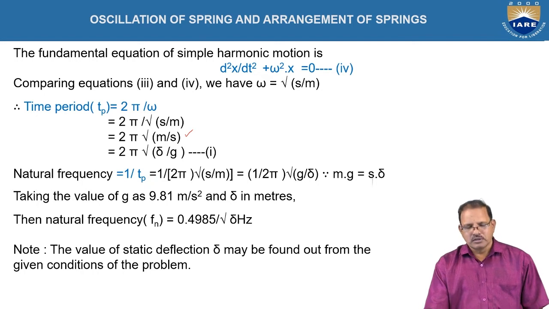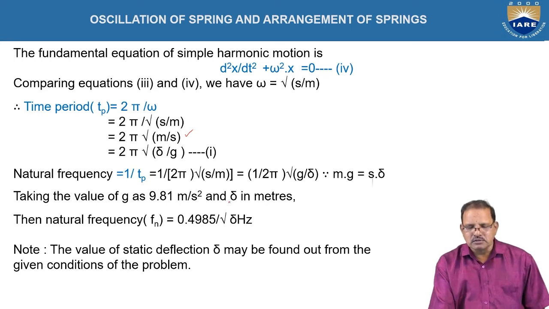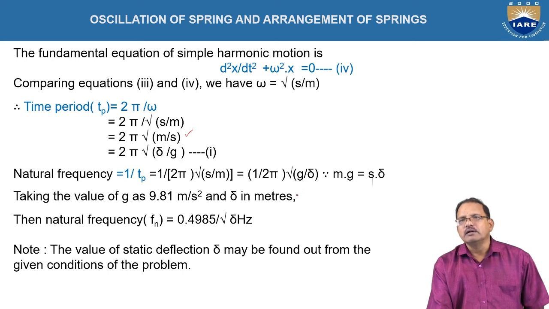Now the natural frequency is given by 1/2π, which is equal to 1/2π into √(s/m), which is equal to 1/2π into √(g/δ), where m·g is equal to s·δ.